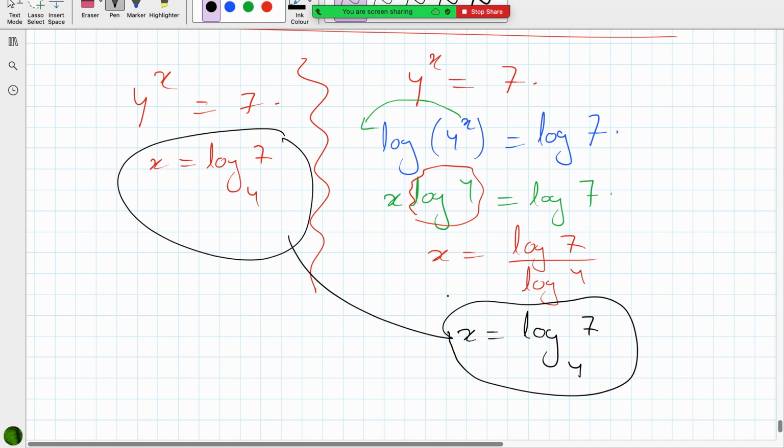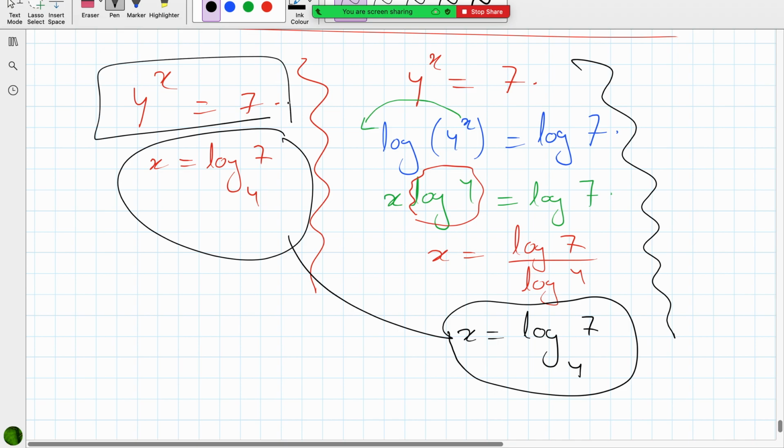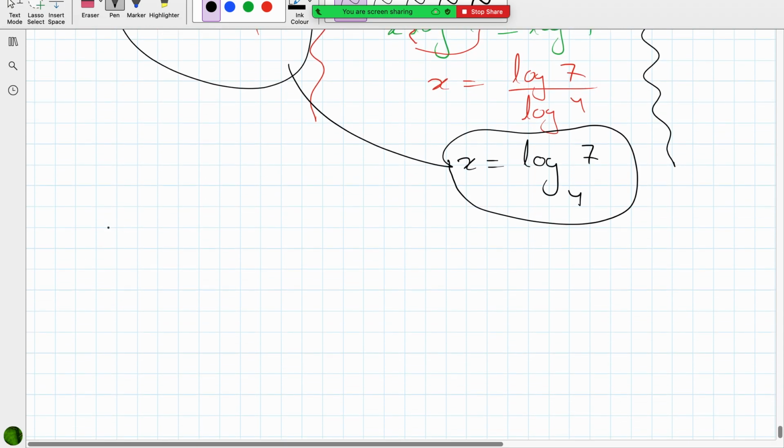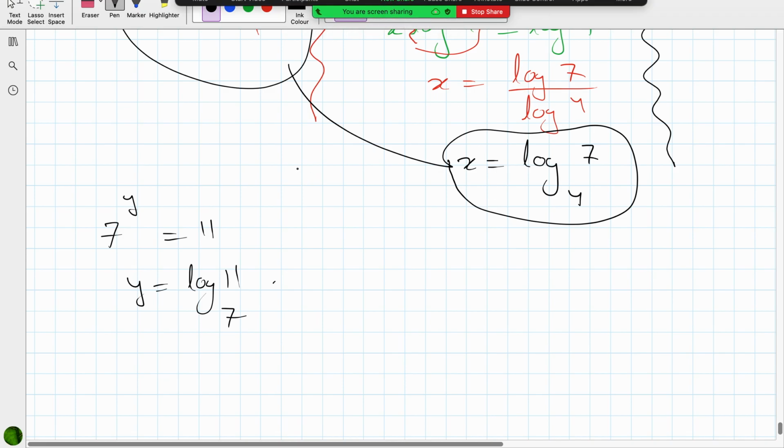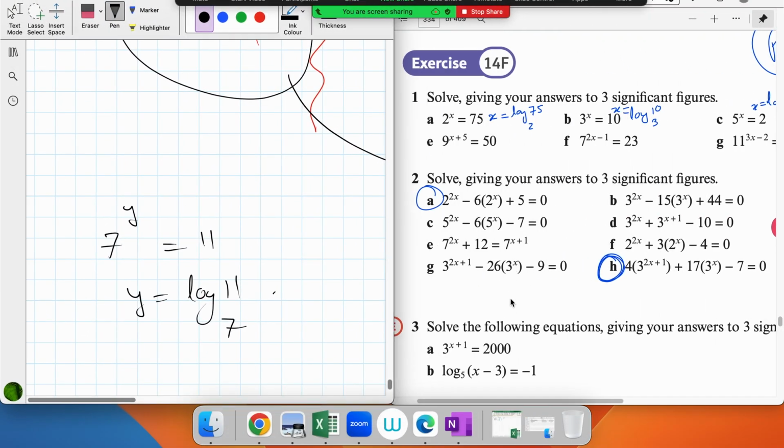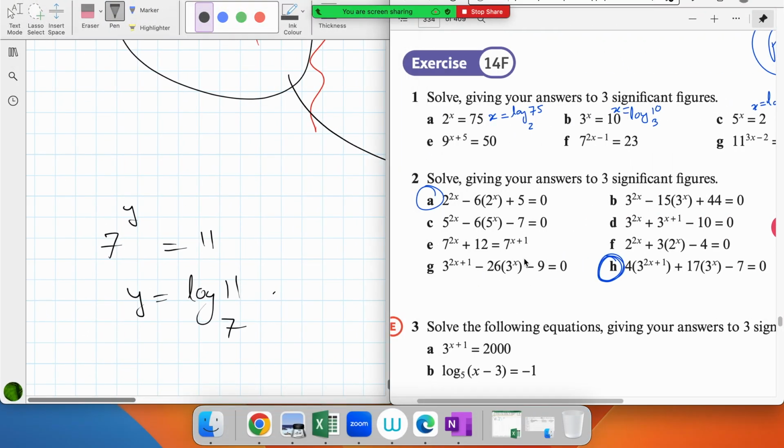So to avoid these many steps, it's better you write a few random questions. 7 raised to power y is equal to 11. So it is y is equal to log of 11 to base 7. Getting it? You will be confident when you write it, not when you read it.